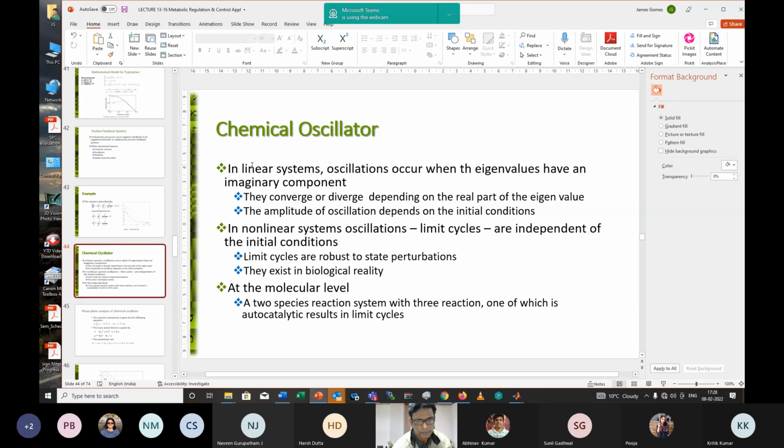I talked about chemical oscillators before, and I talked about limit cycles also. These are things which are very typical of nonlinear systems. You will not see limit cycles in linear systems. Okay, and these exist very well in biological systems, and some are robust to perturbations, others are not.